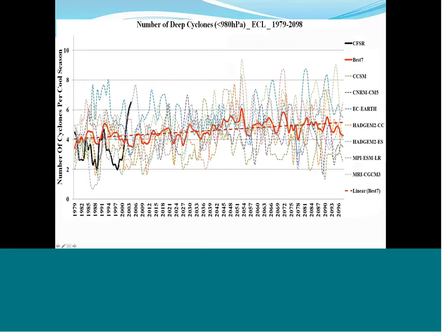A time series of the number of deep cyclones less than 980 millibars for this East Coast region also indicates this upward trend in the best 7 models, where you can see by the middle 21st century it sort of peaks out, then flattens out a little bit. The various model solutions are shown here. Then also the CFSR, which doesn't have much of a time series to show much of a trend yet. But this is the period that's showing this increase into the middle 21st century.